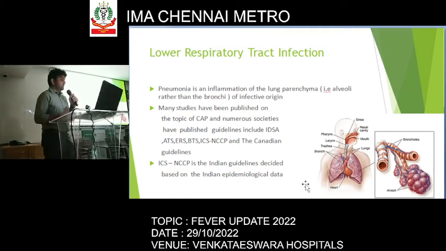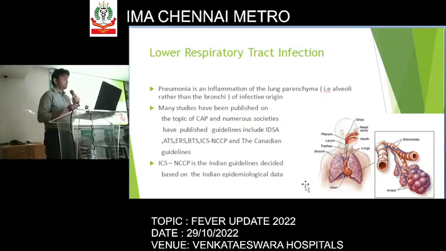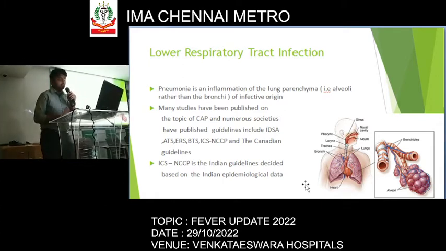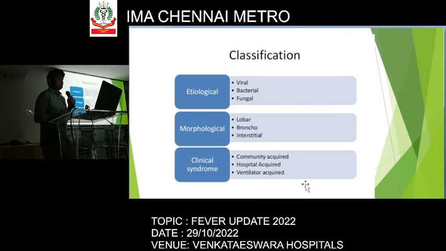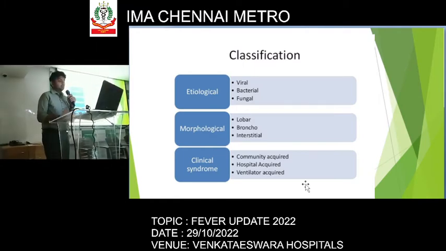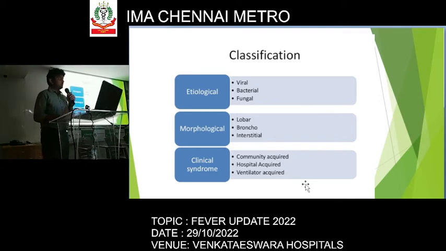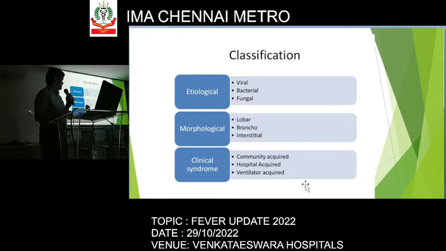ICS NCCP, the Indian Chest Society and National College of Chest Physicians, have given guidelines based on our Indian epidemiological data. In this presentation, I will mainly deal with the ICS NCCP guidelines: how to identify a patient symptomatically, how to diagnose, and the clinical approach to a case of pneumonia. Pneumonia is classified as viral, bacterial, and fungal based on etiology; lobar, bronchopneumonia, and interstitial pneumonia based on morphological pattern; and community-acquired, hospital-acquired, and ventilator-acquired pneumonia based on clinical syndromes.